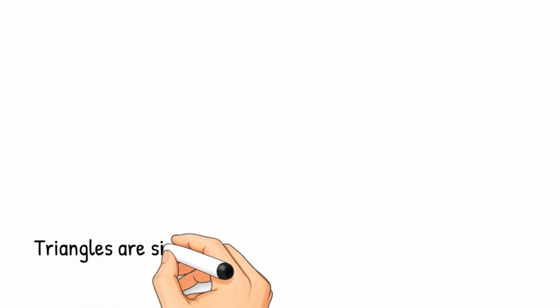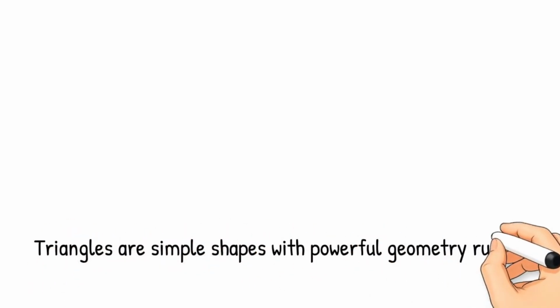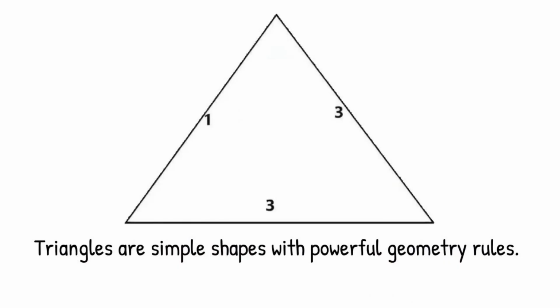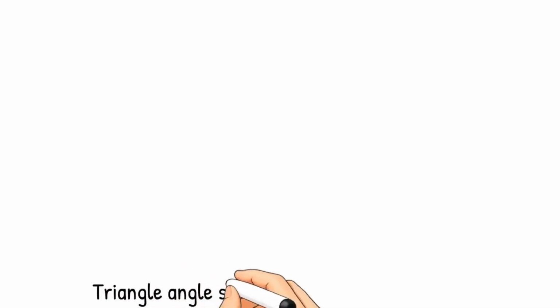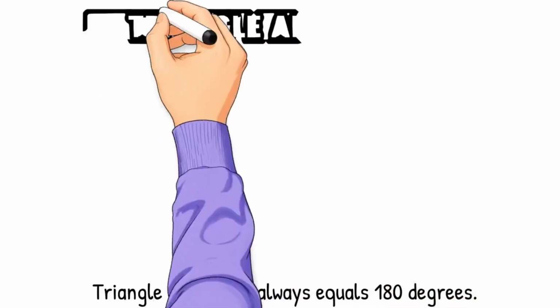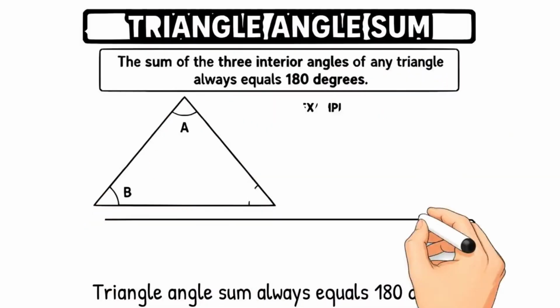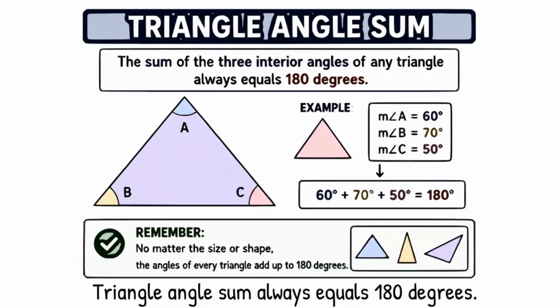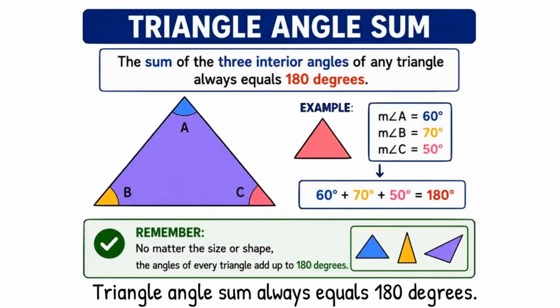A triangle is one of the simplest and most important shapes in geometry, but it carries a surprising amount of mathematical power. A triangle is a polygon with exactly 3 sides, 3 angles, and 3 vertices. The first basic fact is that the sum of its interior angles is always 180 degrees. No matter how stretched, narrow, or wide the triangle looks, if you add the 3 angles together, you always get 180. This is one of the most fundamental rules in geometry.